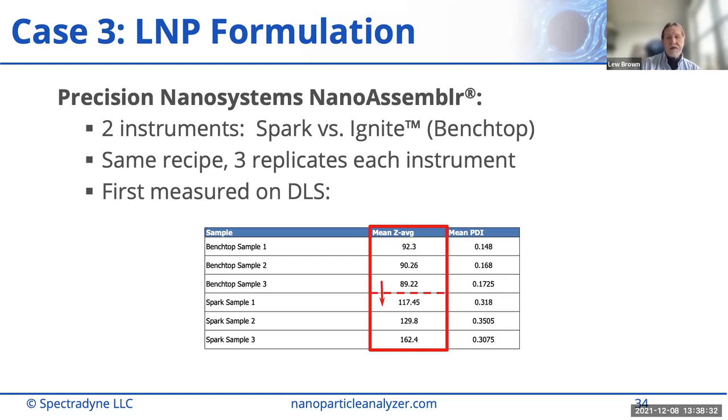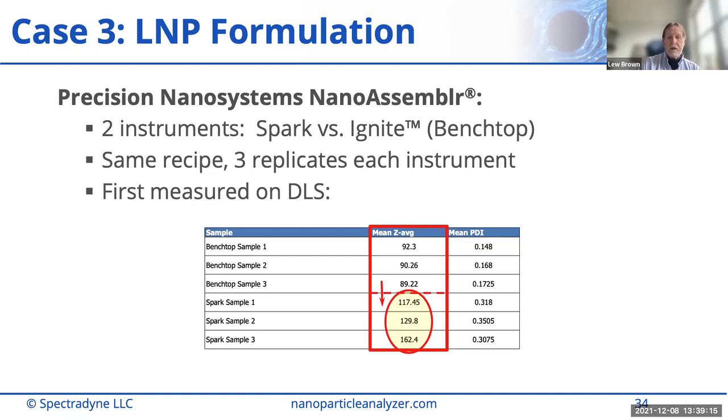When you go down to the Spark sample, though, you get a different story. First of all, it appears that the Spark produces significantly larger particles than the benchtop does. Second of all, it doesn't appear to be very repeatable. We've got measurements ranging from 117 nanometers to 162 nanometers. That's quite a difference. And you will note over on the final column there, it's got a much higher PDI. Again, I tell people that when you have a PDI greater than 0.2, you should be really cautious of drawing any true conclusions from the data you're getting.